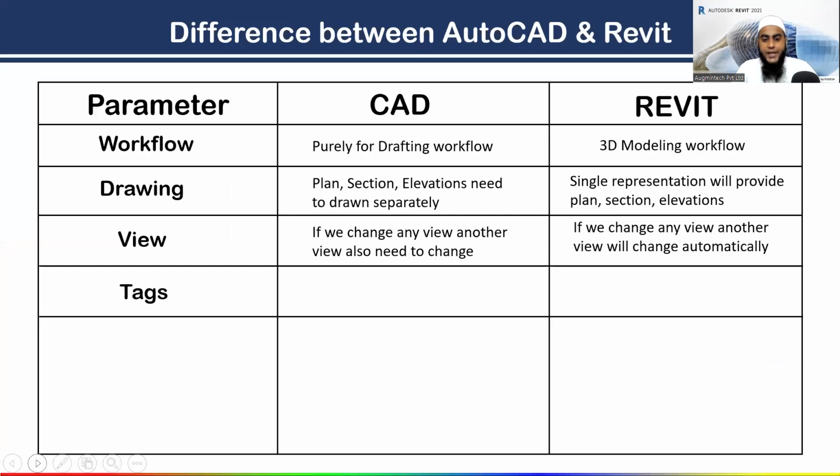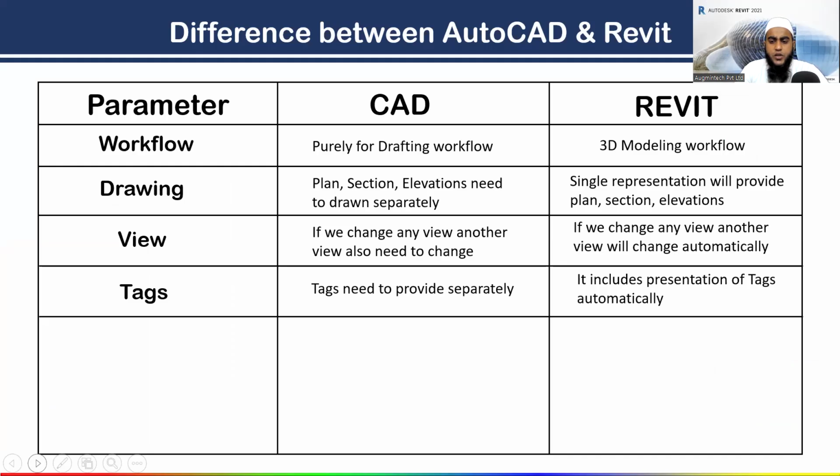Try to understand tagging. If you remember in AutoCAD software, if you want to give a tag, the tag needs to be provided separately, anywhere you want to give it. But here in Revit, the presentation of the tag is included automatically. You just have to use the tag shortcut TG for tag, and you will automatically get the presentation of the tag.